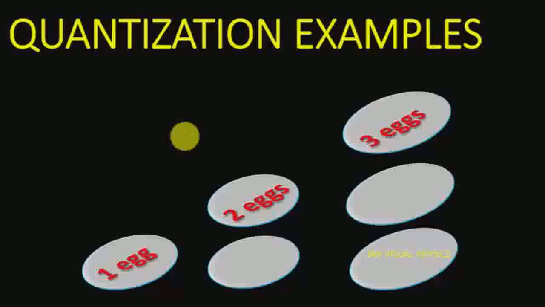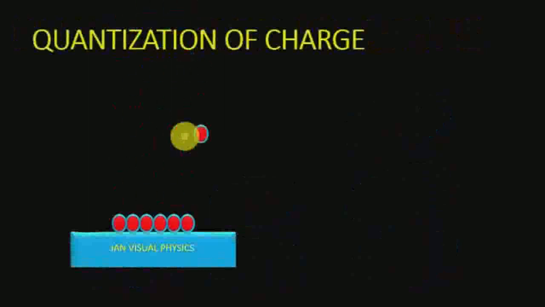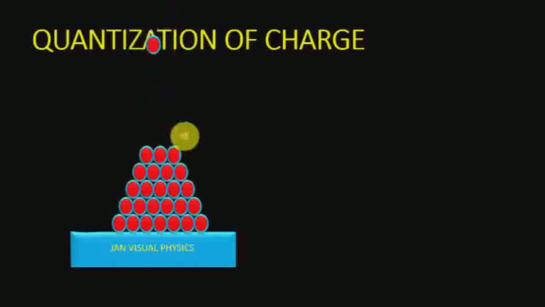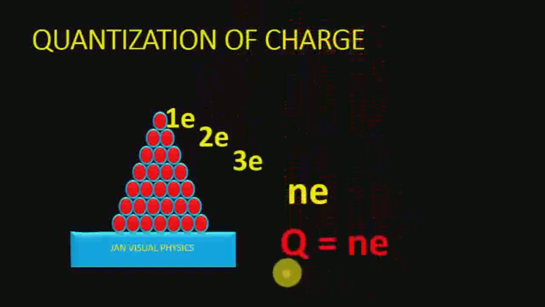Similarly, charge on a body is also a quantized quantity. Whenever we charge a body, the total charge on the body is found to be an integral multiple of the electronic charge. The total charge on a body may be equal to 1 electronic charge, 2 electronic charges, 3 electronic charges, or n times the electronic charge. So the total charge on a body is equal to n times e, an integral multiple of the electronic charge. This is known as quantization of charge.